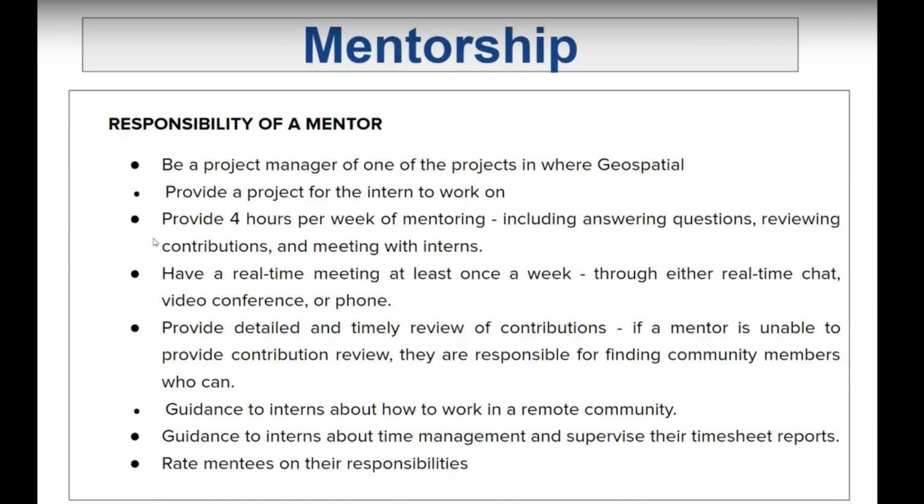Now, the last thing the mentors will do is rate the mentees based on the work that they've done. This rating is going to be done by the monitoring and evaluation team, which I will talk about soon. But this is basically the responsibility we are expecting from the mentors.